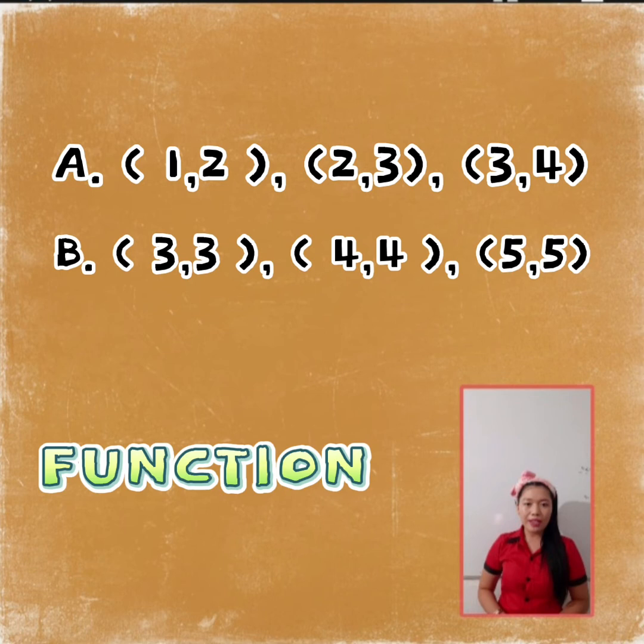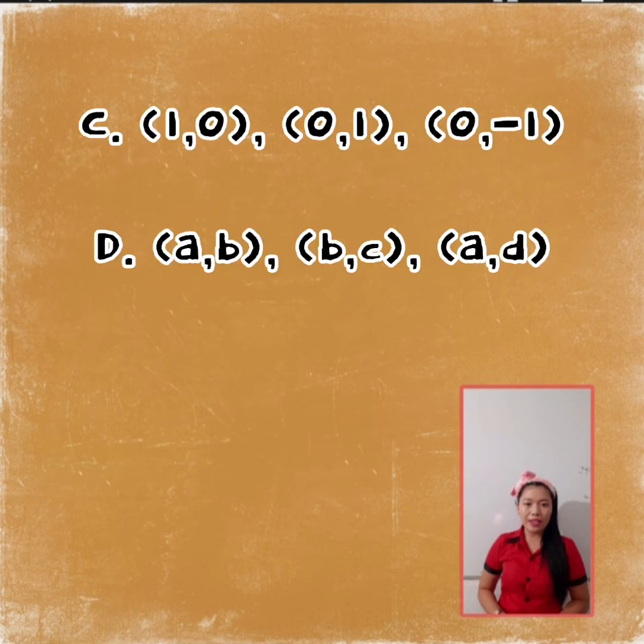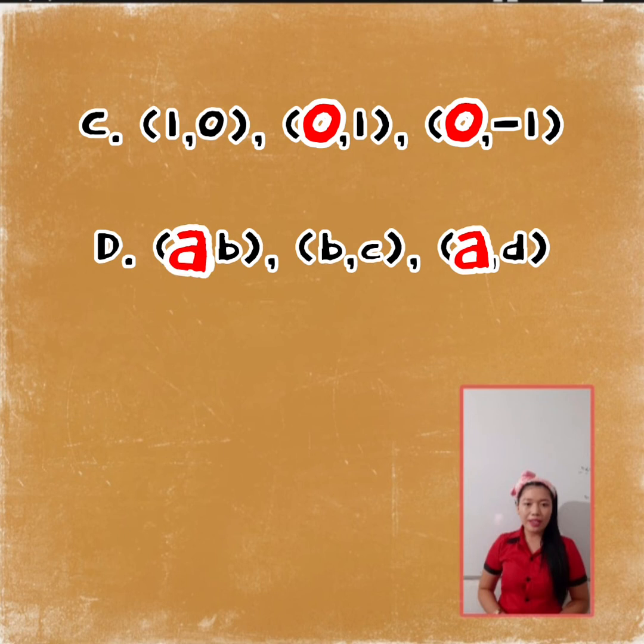A and B are functions because each element in the domain corresponds to exactly one element in the range, meaning the first elements do not repeat. Meanwhile, C and D are not functions because they contain ordered pairs with the same domain. In C, the number 0 repeats, while in D, letter A repeats.